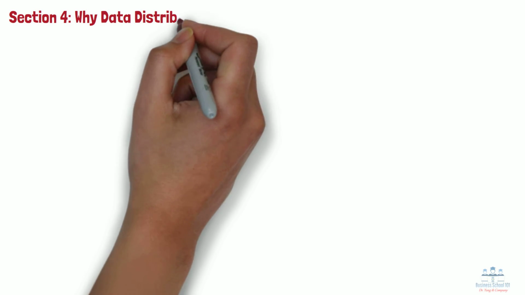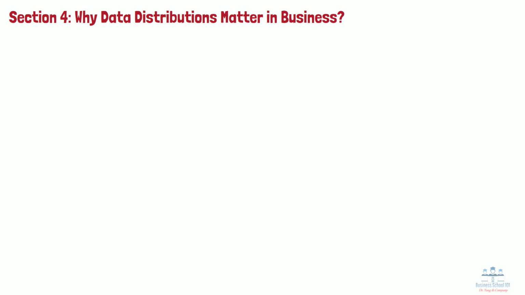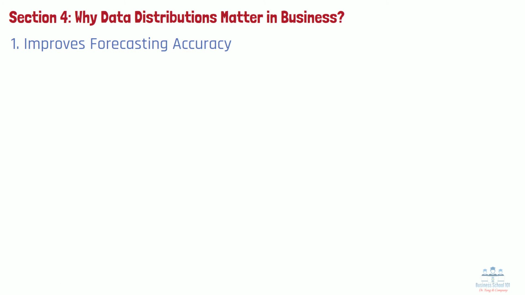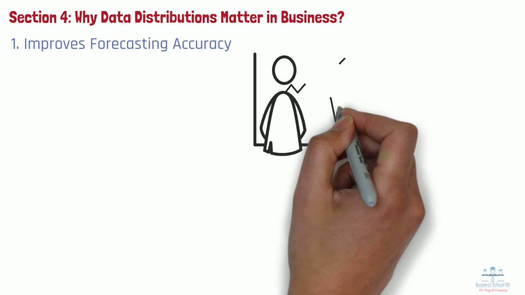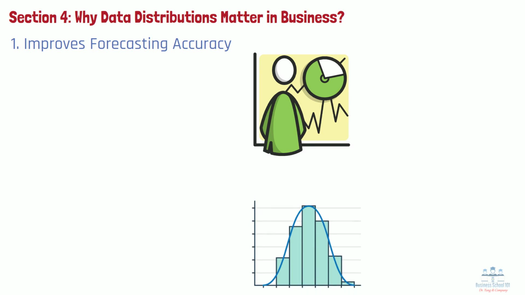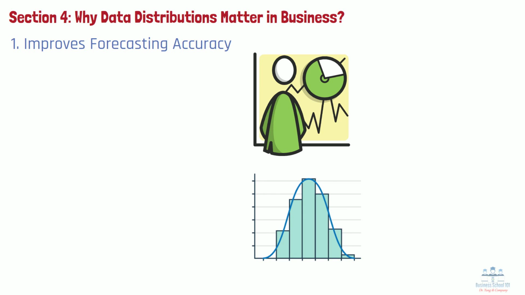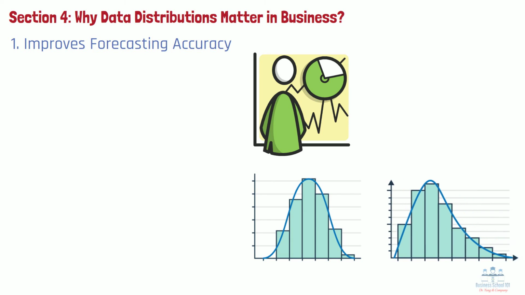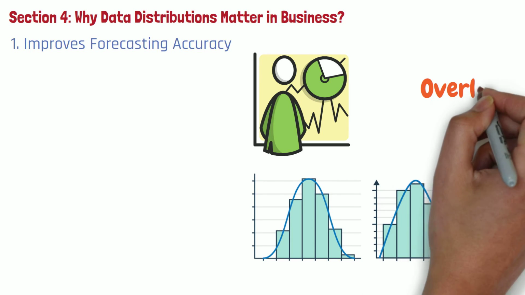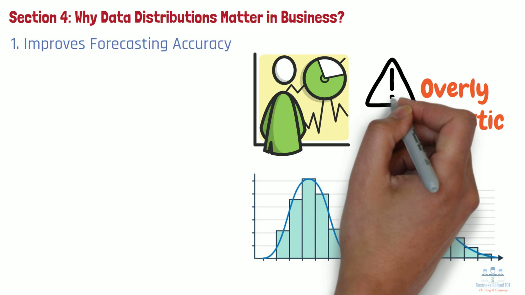Section 4. Why data distributions matter in business. Understanding data distribution is critical in business for the following reasons. Number 1. Improves forecasting accuracy. Knowing the shape of your data distribution helps in selecting the right models and setting realistic expectations. For example, if your sales follow a normal distribution, you can expect most months to fall near the average. But if your revenue has a long tail, as in a log-normal distribution, a few high-performing months might skew the average, making forecasts overly optimistic if not properly accounted for.